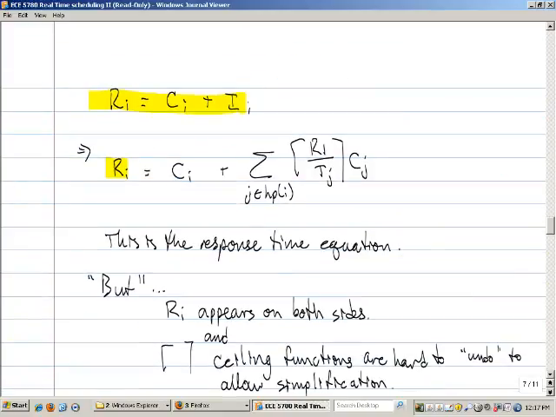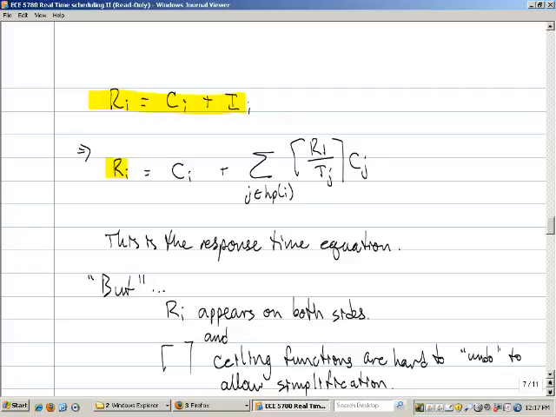So now, if you look at this equation, how do I find my response time? I have Ri equal to Ci, that is the compute time of this process, plus the response time of this process divided by Tj, times Cj, and I integrate that. So I have Ri on both sides of the equation. So how do I find it?